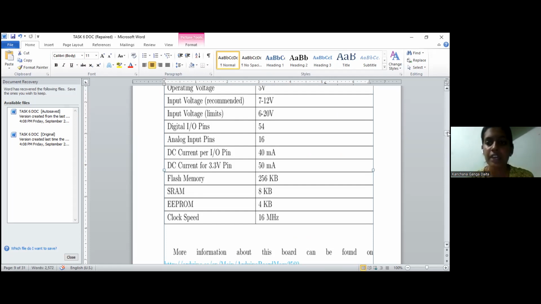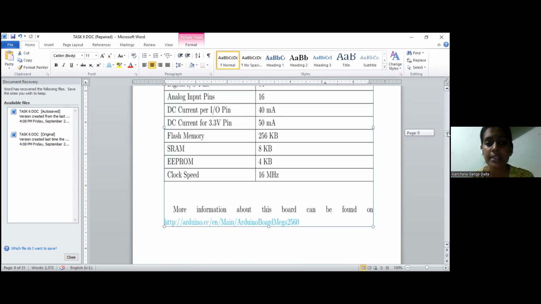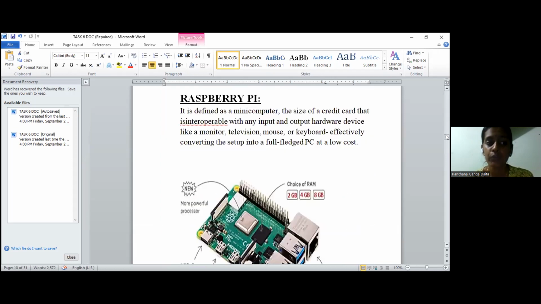There is a memory which stores the data for the computation, and that is 256 KB. The standard RAM, which is static RAM, is 8 KB. The electrically erasable programmable read-only memory is 4 KB. The clock speed is 16 megahertz. So for one second, 16 million cycles are going, 16 mega cycles per second. That is the frequency handled by Arduino UNO R3.